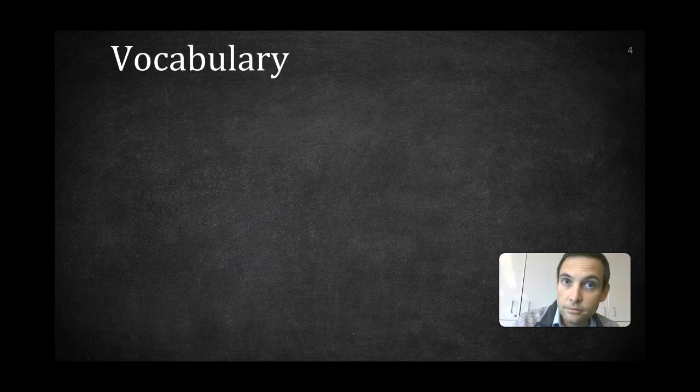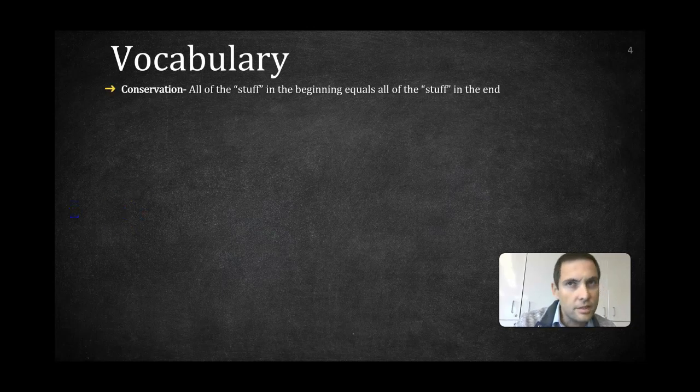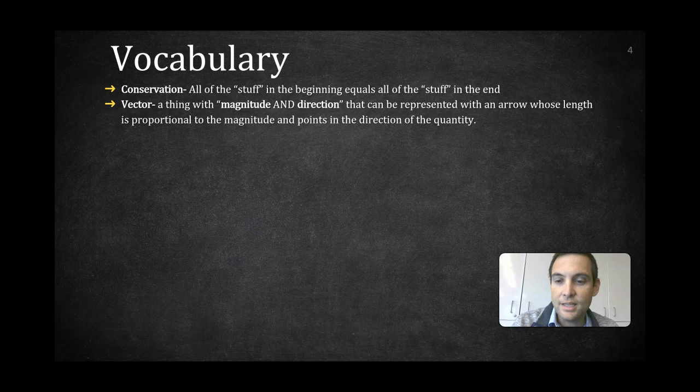A lot of new vocabulary here, some review. Conservation, remember, means all the stuff in the beginning has to equal all of the stuff in the end. We've used conservation of energy, where we said all of the energy in the beginning had to equal all of the energy in the end. Now we're going to build on that same thought process.